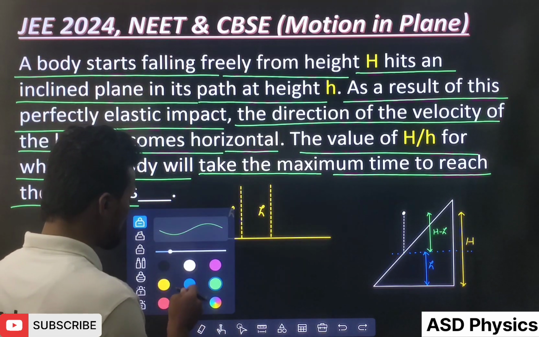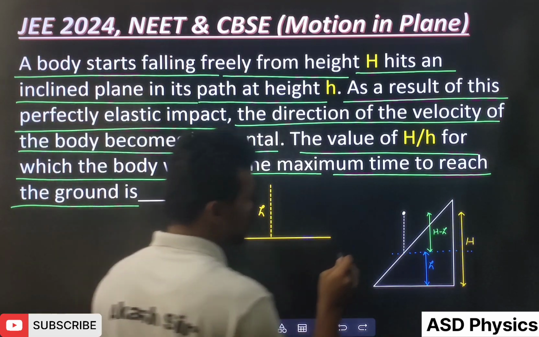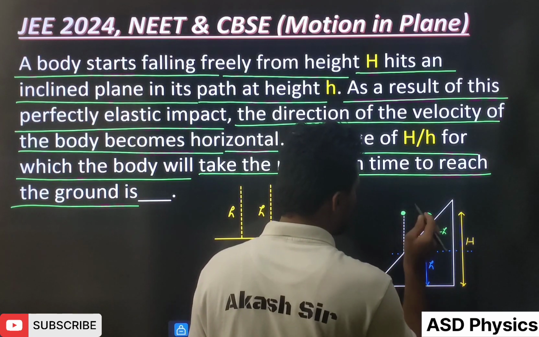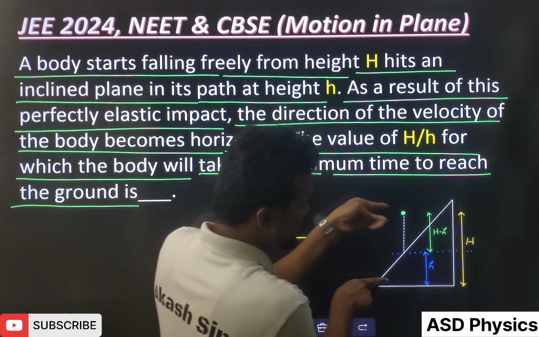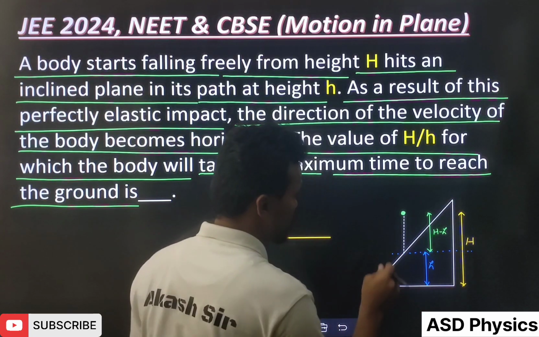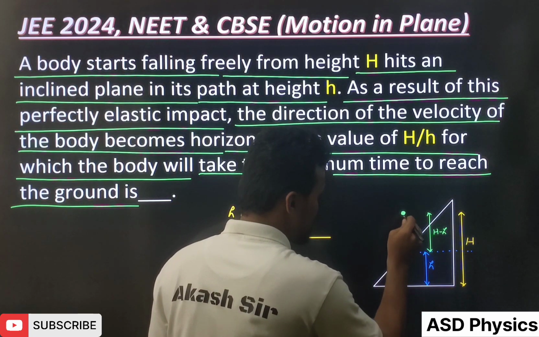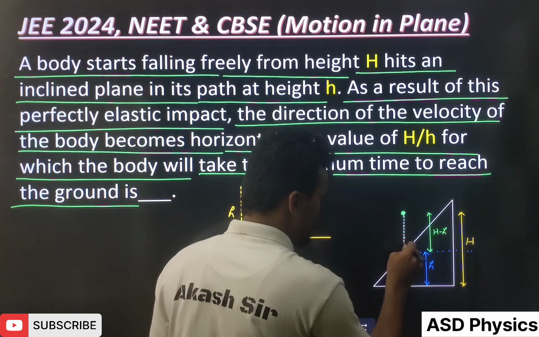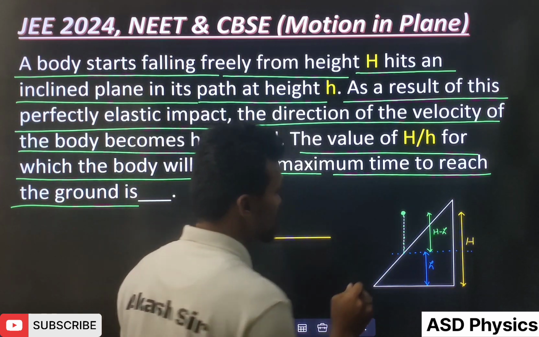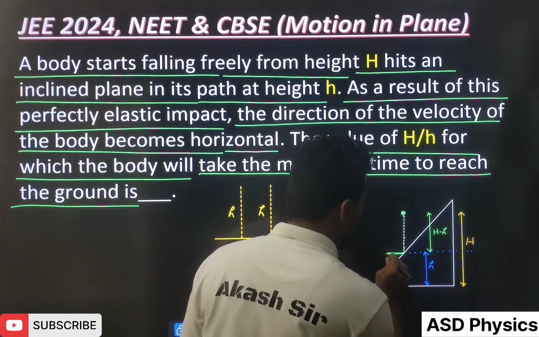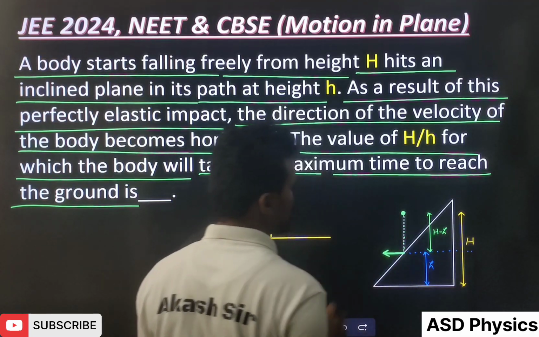So according to the question, let's take for example one ball is there, and the total height is the capital H in yellow color. From here it started to fall like this, and when it strikes the inclined plane, its velocity becomes horizontal.